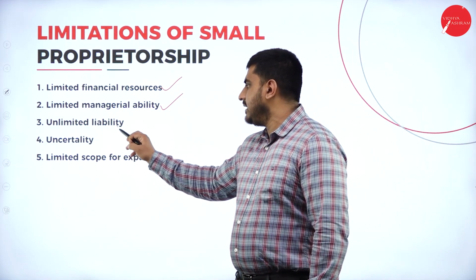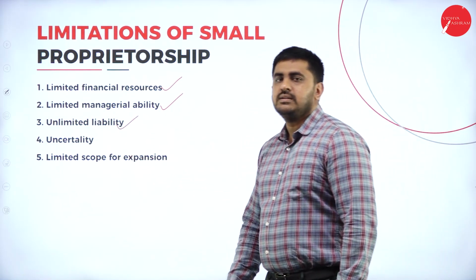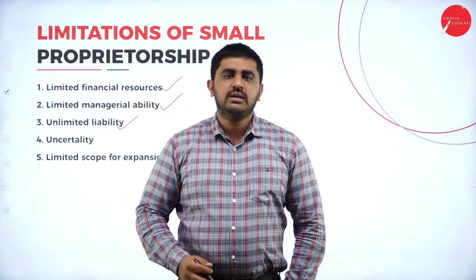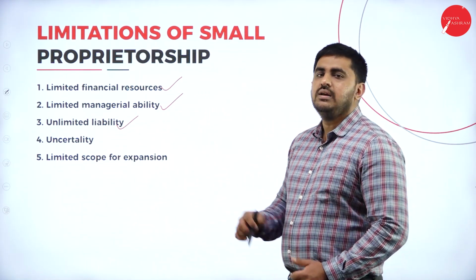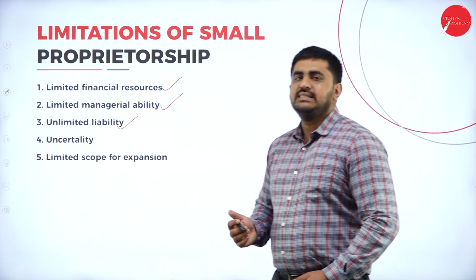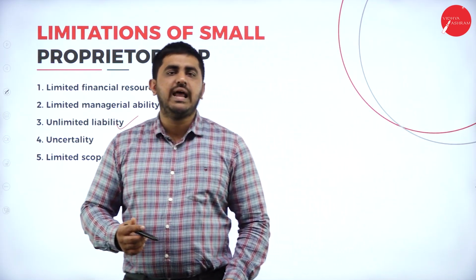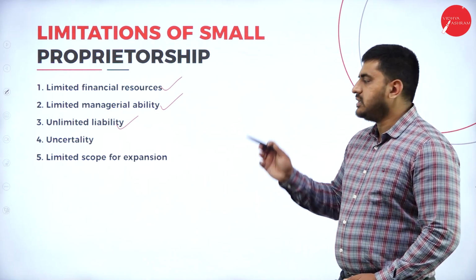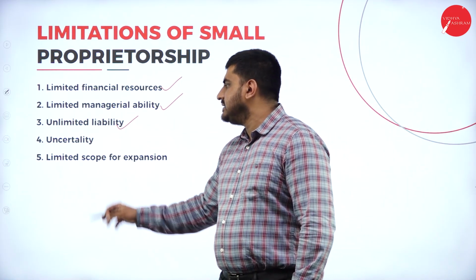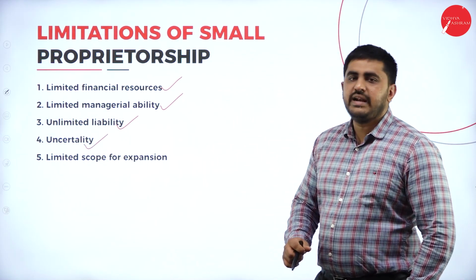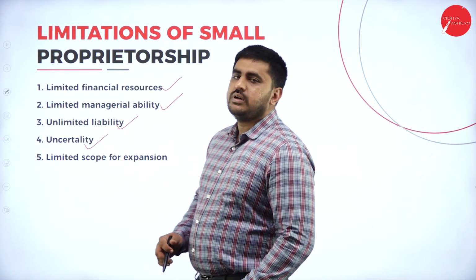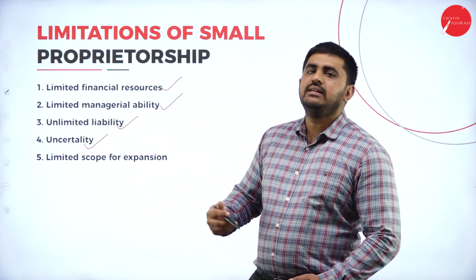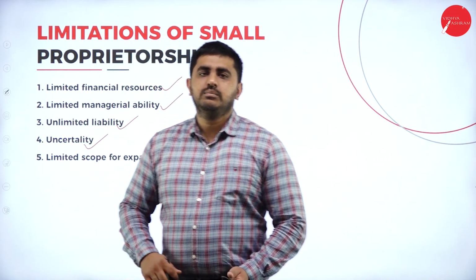Unlimited liability, that is, something goes wrong, there is a huge amount of loss and you are not able to pay the loan that you have borrowed for your small business, then your personal assets like your house or land or building can be sold to repay the loss. So that is unlimited liability. Uncertainty, so you cannot predict what happens when. If the sole proprietor dies or goes to jail, that is the end of the business.